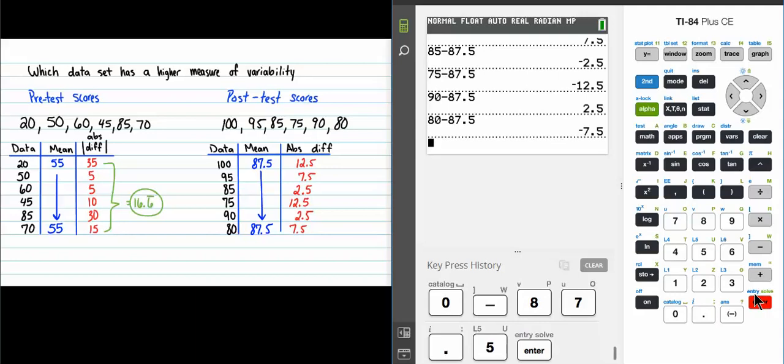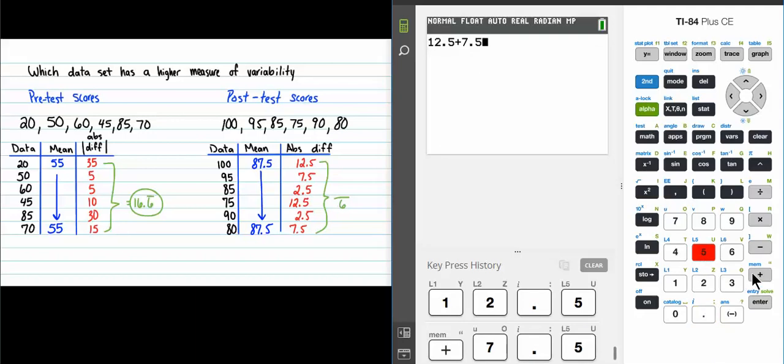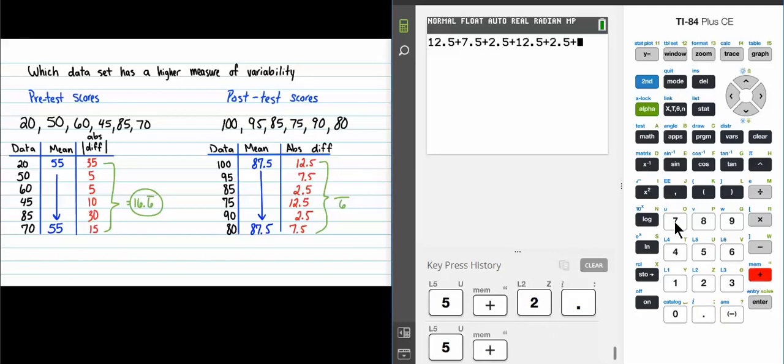All right, so now on to our final step. Add them all up and divide by a number of numbers. I know I have 6 numbers, so I'm going to divide by 6. But what do I get when I add all these up? Well, let's go type that in. So 12.5 plus 7.5 plus 2.5, plus 12.5, plus 2.5, and then we have plus 7.5.